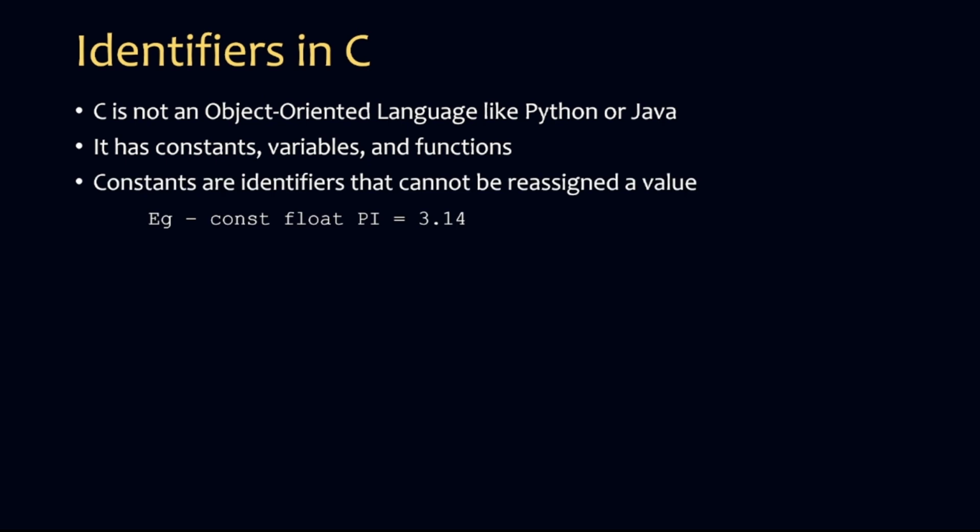Okay, so constants are identifiers that cannot be reassigned a value. I've given an example here of what a constant declaration looks like in C. So here, pi is the name of our constant. A constant is defined with a const keyword preceding the whole line itself.